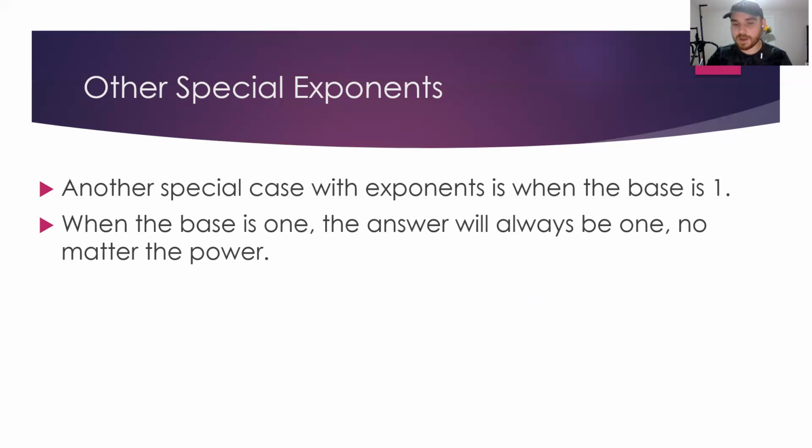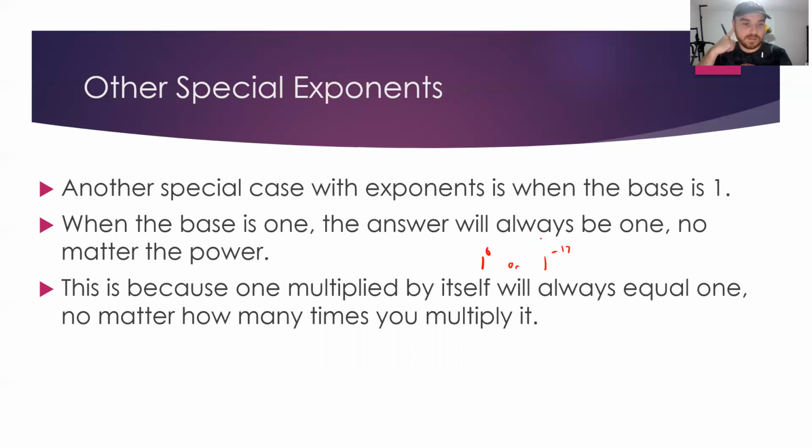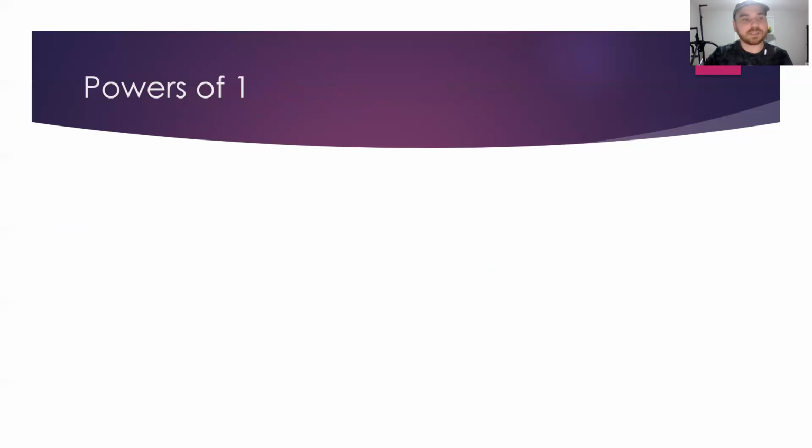Later, we'll talk about 0 powers and negative powers. That's going to be next week. But even if you have 1 to the 0 or 1 to the negative 17, it's still going to be equal to 1, no matter what you do with it. This is because no matter how many times you multiply 1 by itself, you're still going to get 1 as your answer.